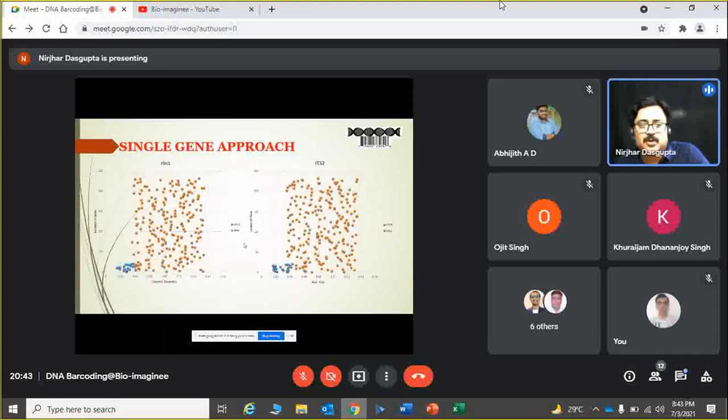And when we plotted this intraspecific and interspecific diversity data, we didn't find any potential barcode gaps. As you can see here, all the data are overlapping. Generally there should be a gap between the highest intraspecific and the lowest interspecific value. The highest one is here and the lowest one is here, so this is clearly overlapping here and here as well. So RBCL or ITS2 singly cannot be used as a DNA barcode. From our studies, we found they cannot be used singly as the potential barcode candidate.